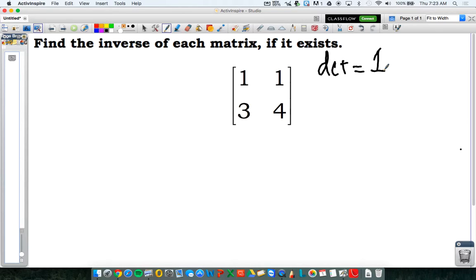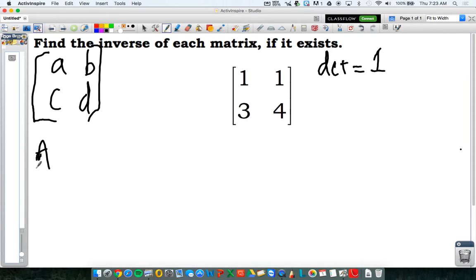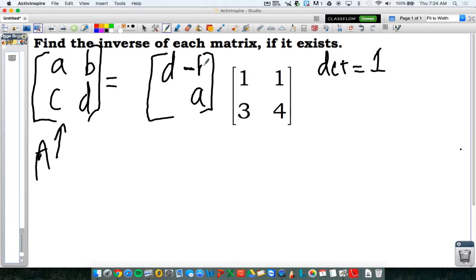There's a rule for doing inverses of 2 by 2s by hand. If this is matrix A, this one right here, the rule is you take the matrix and you flip the first and fourth elements. So where A was, you put D, where D was, you put A. And then you switch the signs on the second and third elements.